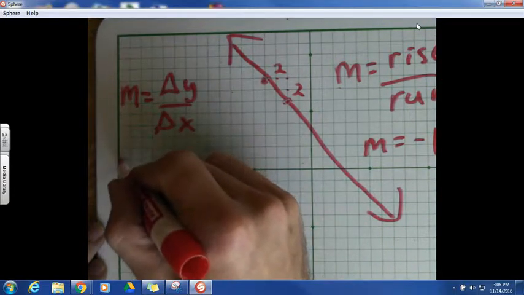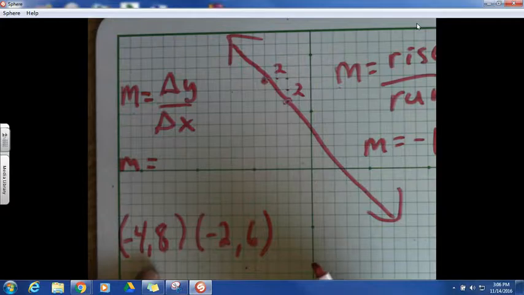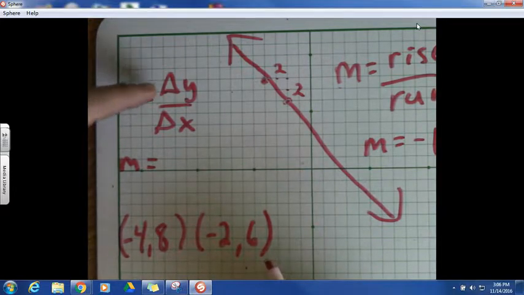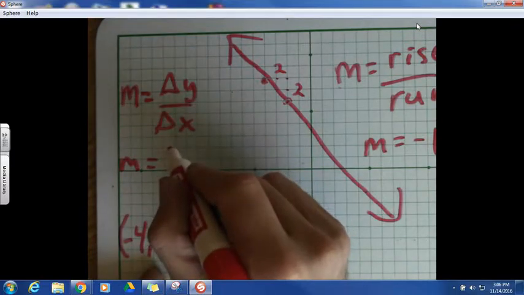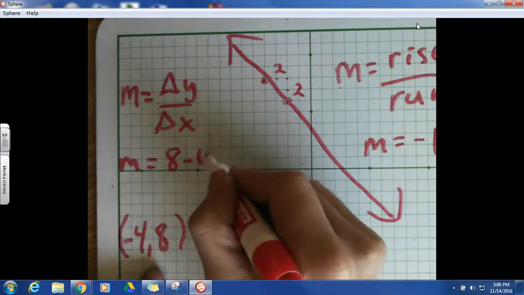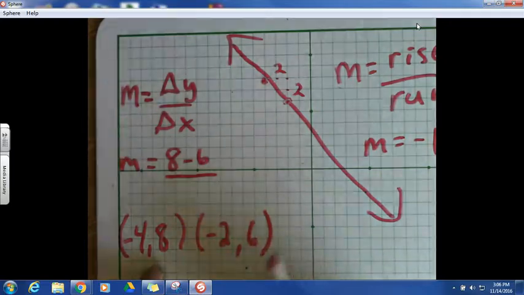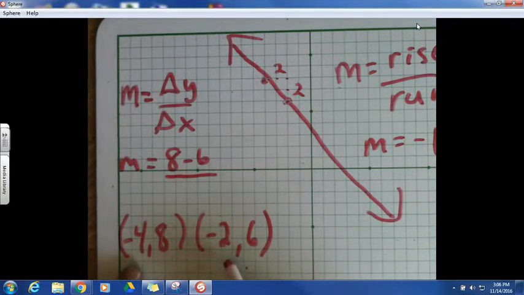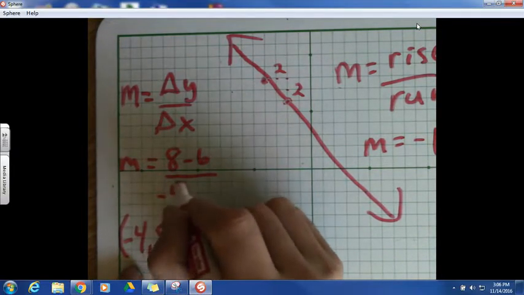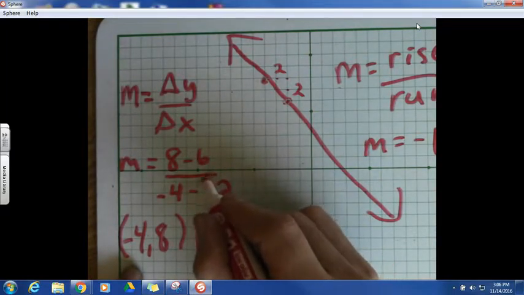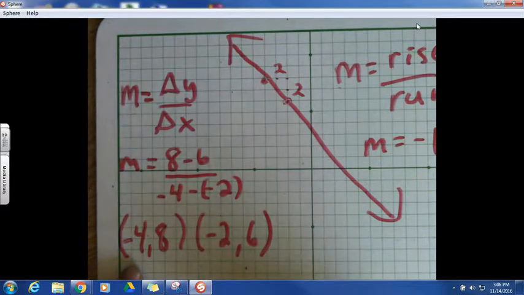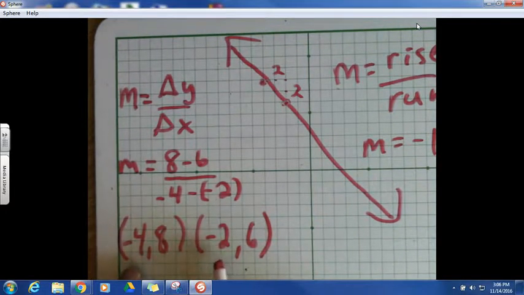Looking at these ordered pairs here, my y terms are 8 and 6, so I'm going to go 8 minus 6. And then my x terms are -4 and -2, so I'm going to go -4 minus -2. And it doesn't matter what order you choose.